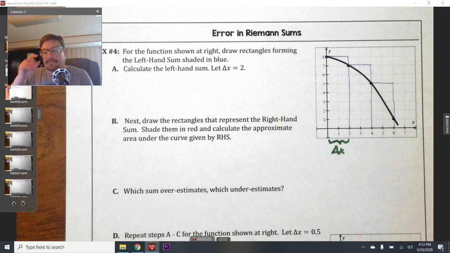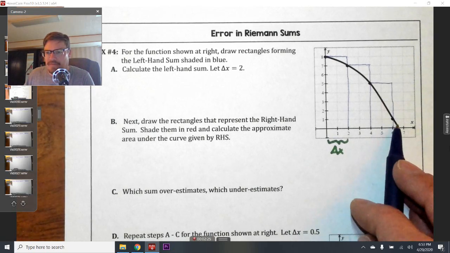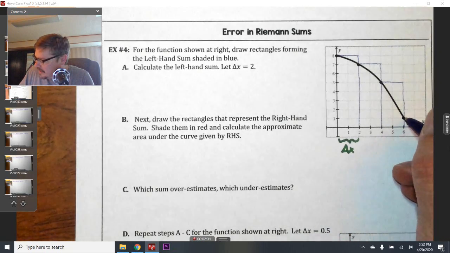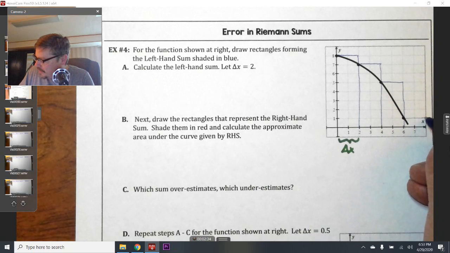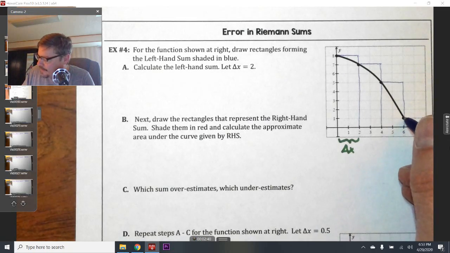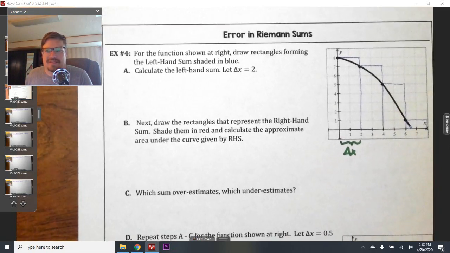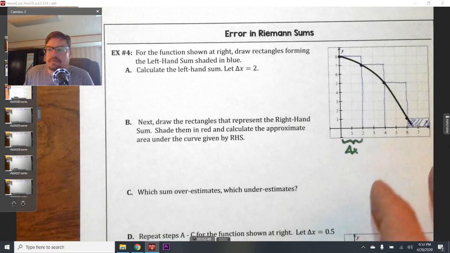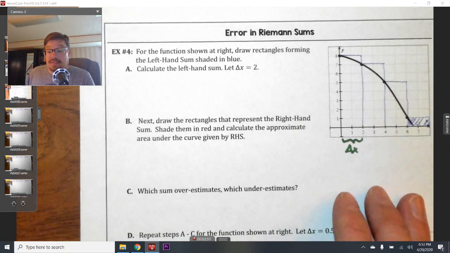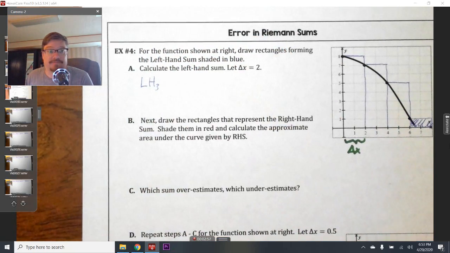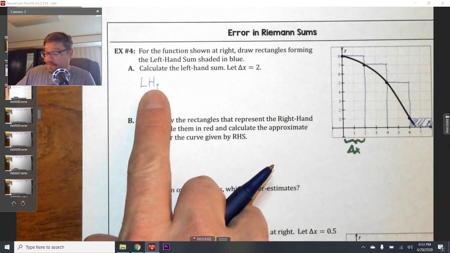But I don't have enough information here. So it looks like that's all that I really have. Technically, I should go all the way to here, but I'm actually going to stop right there. I don't see anywhere where it says how many rectangles, so we're going to basically ignore that one right there. So now I have a left-hand Riemann sum of 3 rectangles. That's what that 3 stands for, obviously.